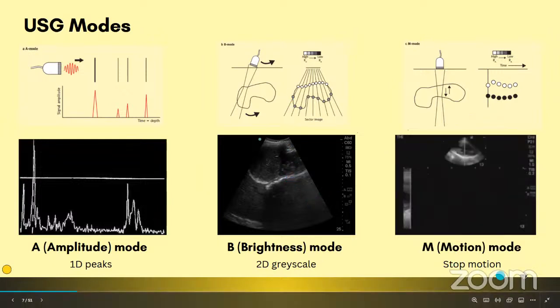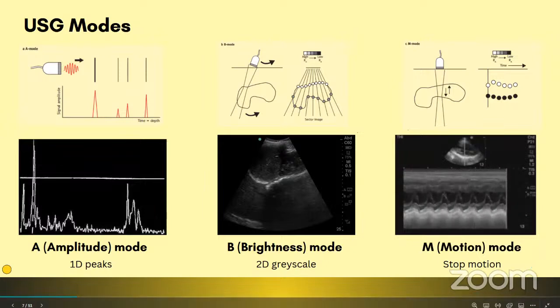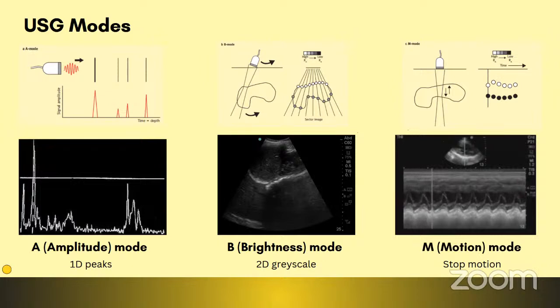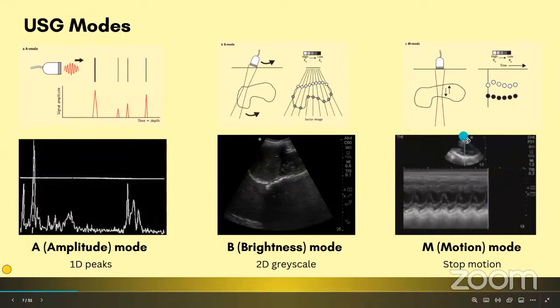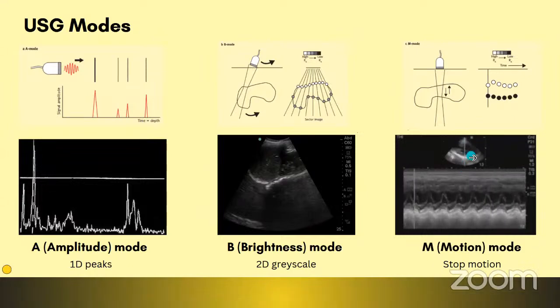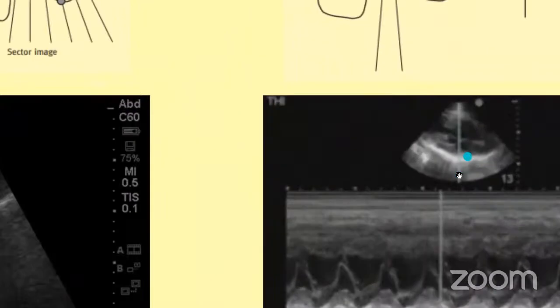Finally, we have something called M mode or motion mode. This is much more interesting. It's more of a complex version of A mode plus B mode. What it does is it takes a single point. Let me zoom it in for you.